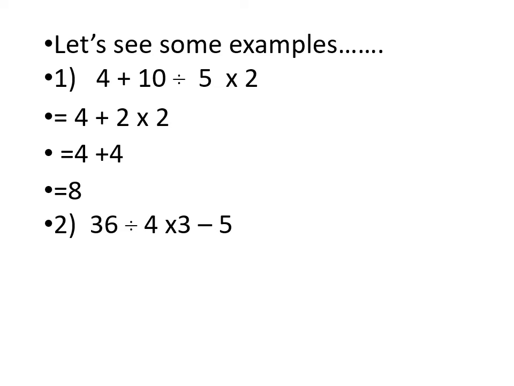Now here is another one. Again division, multiplication and subtraction are there, that is the difference between the first and the second. So again we have to use the division first. So 36 divided by 4 means 9. Then multiplied by 3 minus 5, we will write as it is. Again 9 multiplied by 3 means 27, and 27 minus 5 gives you 22. This is how to solve numerical expressions which involve the basic operations, that is addition, subtraction, multiplication and division.